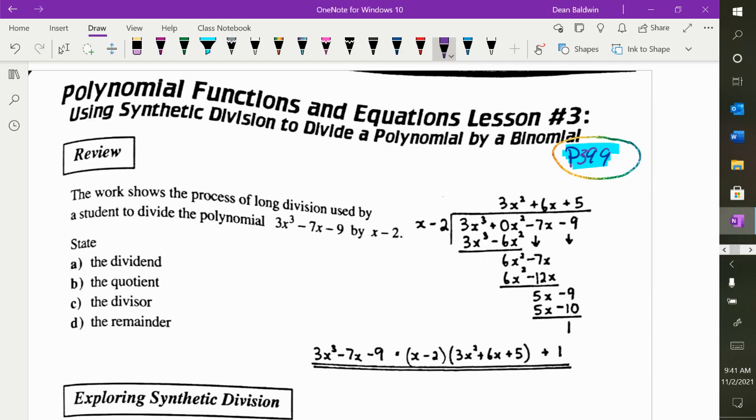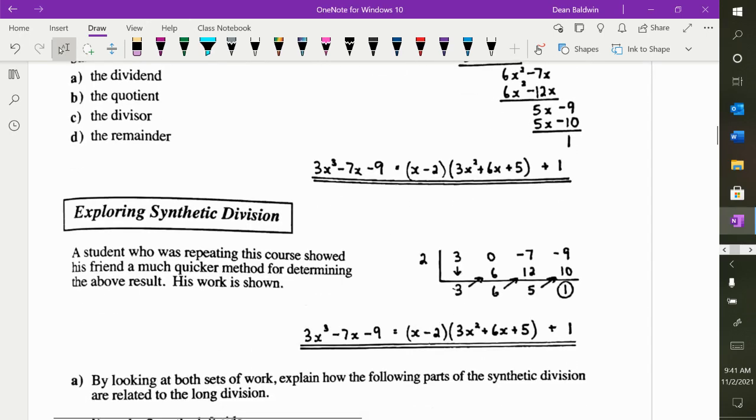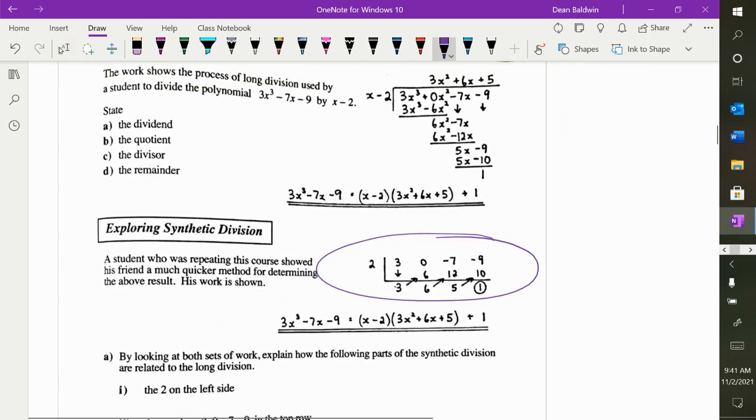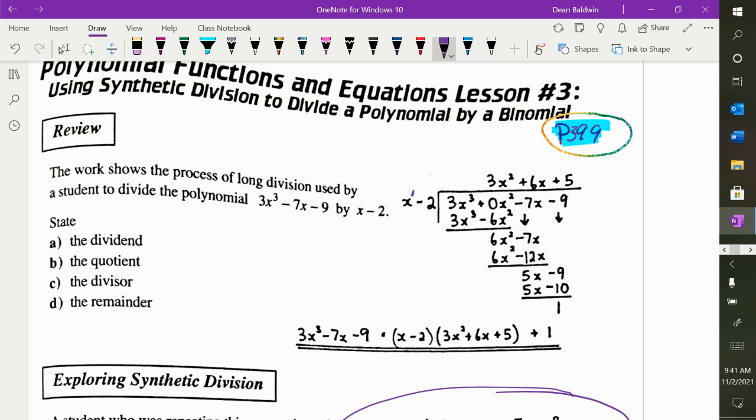So it can take up some space. This is the same question done with what's called synthetic division. Okay? Synthetic division is much faster. Now, synthetic division is really good when you have linear denominators. When I say a linear denominator, do you know what I mean? This is the important part. A linear denominator has a degree of 1. The highest exponent is 1. So x minus 2 is linear. It's an mx plus b form, essentially.